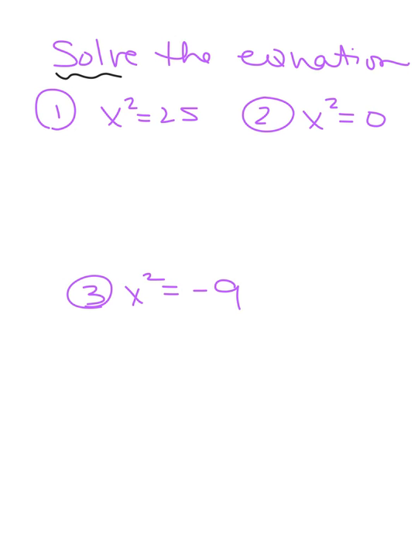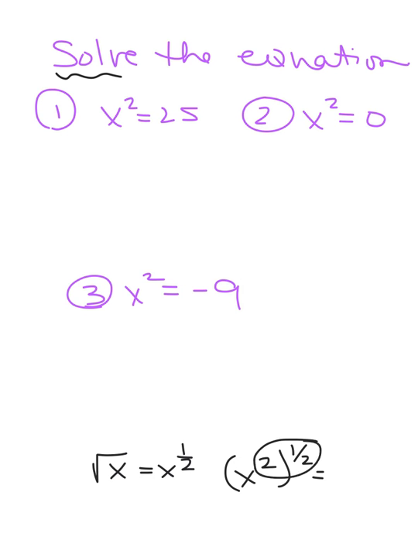So let's think about it. If I have the square root of x, that's really the same thing as saying x to the 1/2 power. So if I start with x squared and raise that to the 1/2 power, remember, a power to a power I multiply, so that would give me x to the first, which is what I want. So if I go back to number 1, in order to get rid of that square, I want to take x to the 1/2 power. How do I do that? I take the square root.